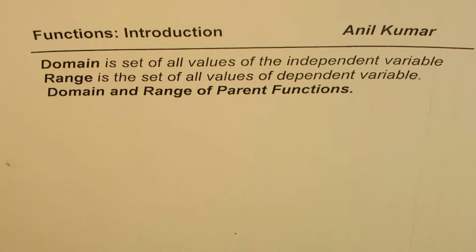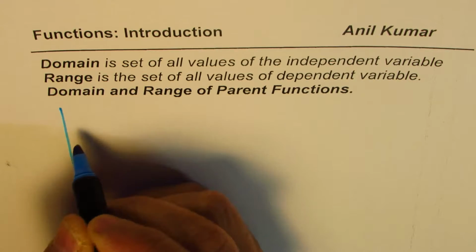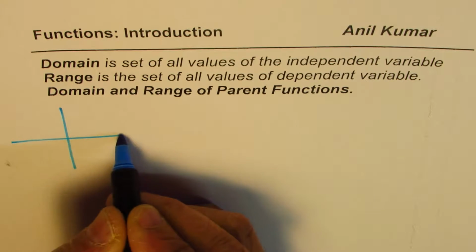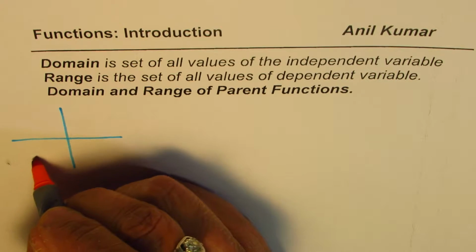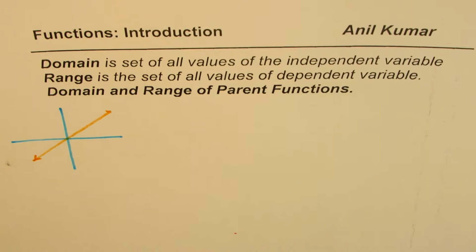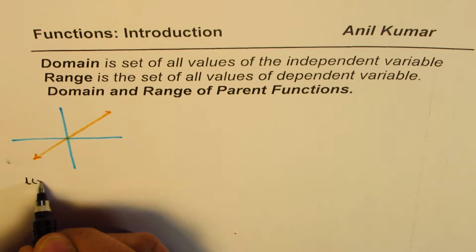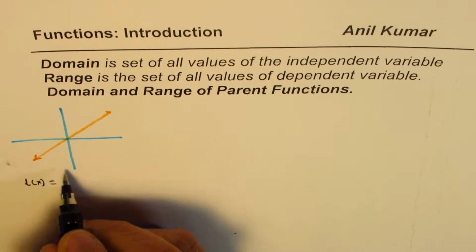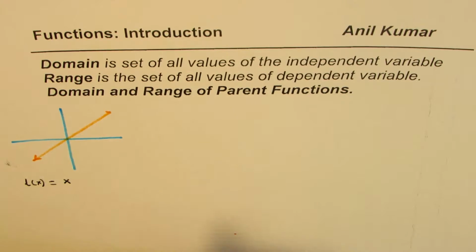The parent functions could be like a linear function. So let me just make a diagram here, and then we'll talk about them. One of the functions is the linear function. Let's say y equals x. Let's say this is my first function, and we'll write here f of x. Let's say L of x. L of x is my linear function, which is equal to x. So it is kind of y equals x, right?